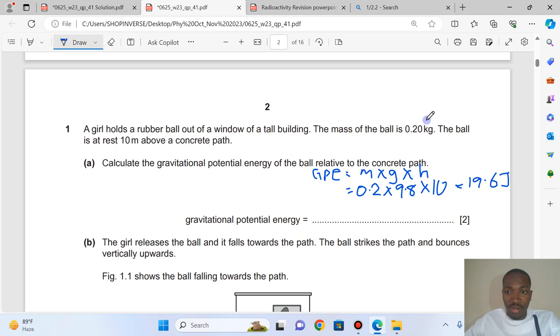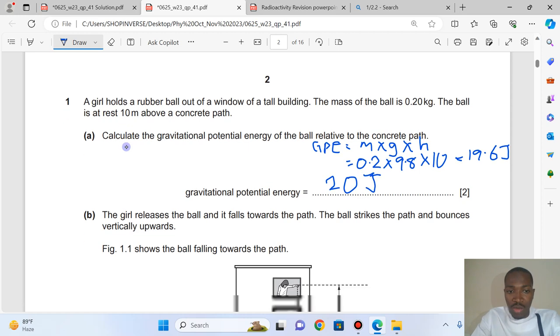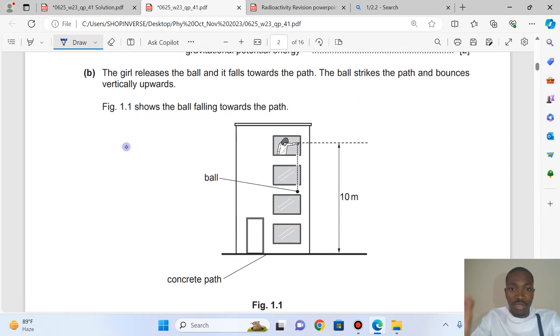And look at all the values we have. All the values we have are given to one significant figure, 0.2, 10. So let's write our answer to one significant figure. That will be 20 joules. Excellent. We go straight to the second part of the question.